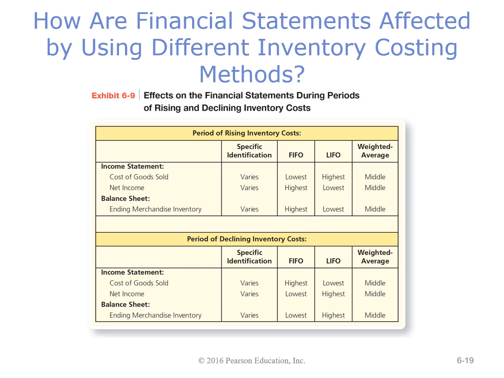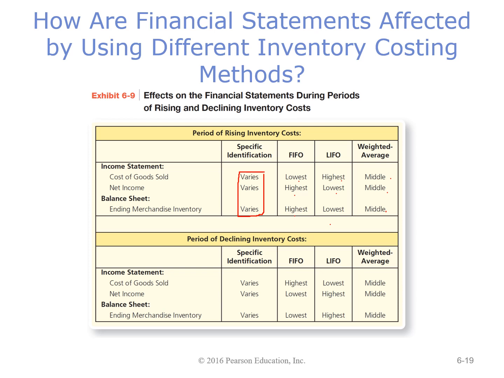If you are looking here at the effect on the financial statements during a period of rising and declining inventory costs, you will find that under specific identification it will always vary according to the change that happens in the market. But in FIFO, cost of goods sold will be the lowest, income highest, and ending inventory highest. LIFO will have the highest cost of goods sold, lowest net income, and lowest ending inventory. Weighted average is in the middle, because this is the average. This is in case we have a period of rising inventory costs.